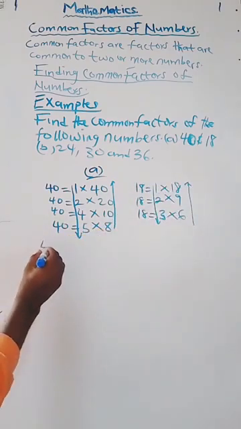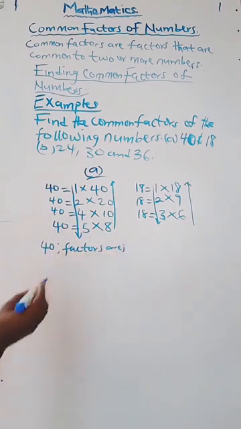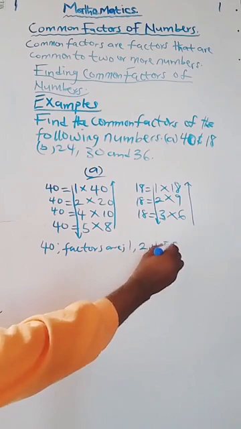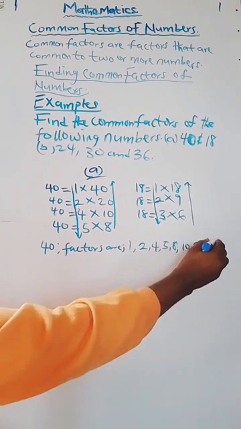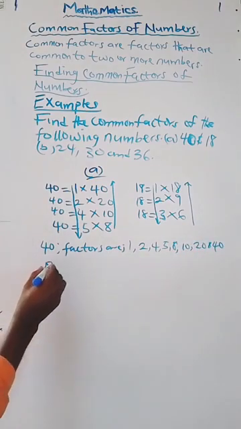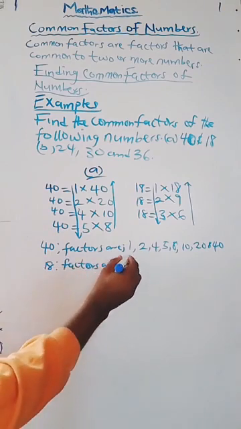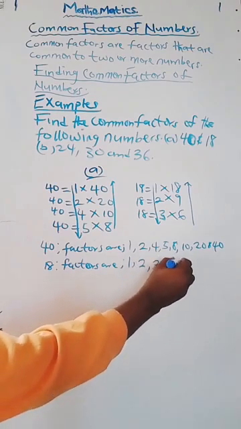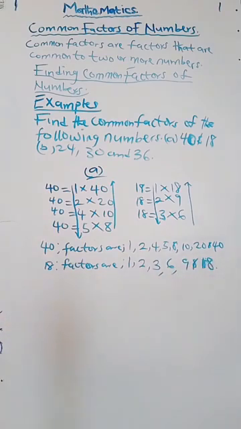Alright, so 40 factors are 1, 2, 4, 5, 8, 10, 20, and 40 itself. 18 factors are 1, 2, 3, 6, 9, and 18 itself. Alright, now we want to look at factors that are common.